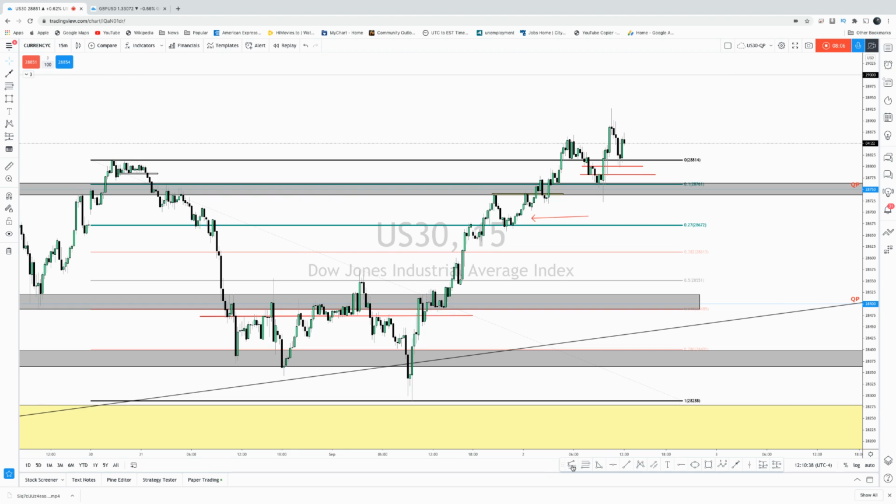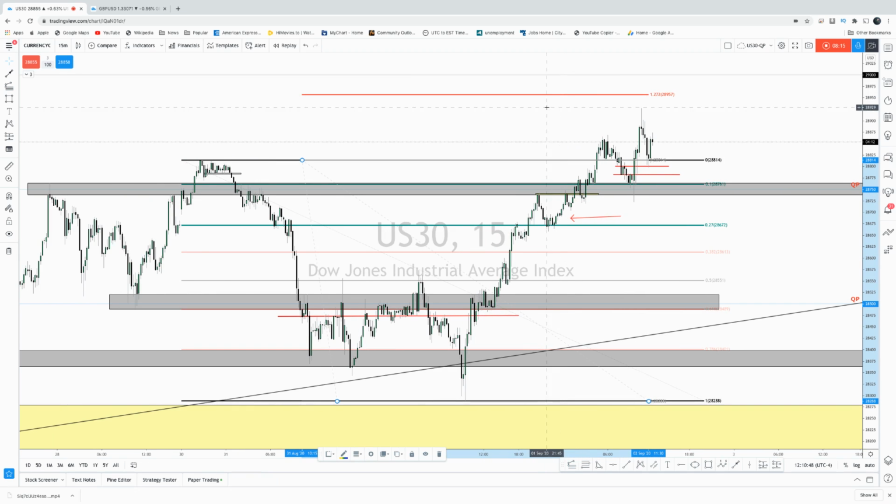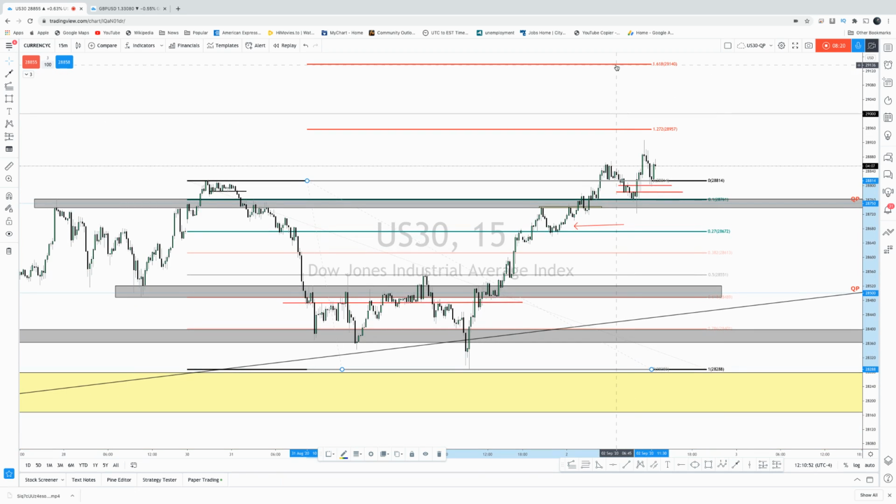If I wanted to put my expansion on to find out where at least a good take profit would be. Okay, so you can do a little take profit at the first 1.272 or the 1.618, 140, or you can do take profit 1, take profit 2 would be 29, take profit 3 would be 29,140. Although my bias would be 29,750 to 30,000.